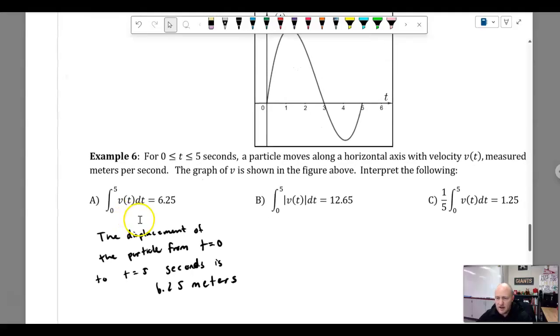So notice I have the context. This is displacement. Notice that I have units, right? t equals 0 and t equals 5 seconds, and then 6.25 meters, and I also have time, t equals 0 to t equals 5.